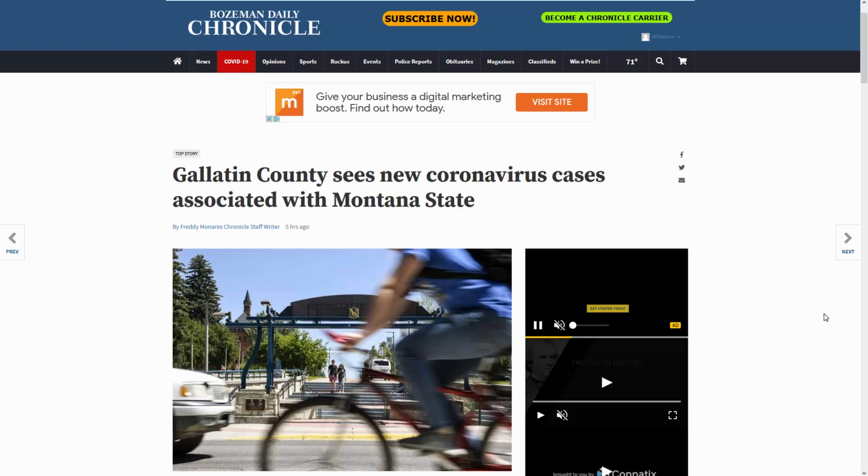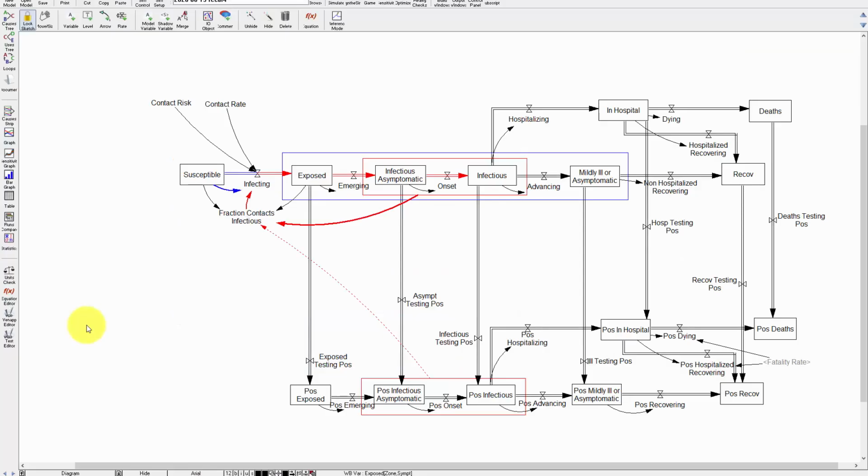Today, the Bozeman Chronicle reports that there are a dozen new COVID cases at Montana State after a week of school. And I just wanted to share how I'm thinking about that in the context of an epidemiological model. This is a high-level view of Ventana Systems' 50-state COVID-19 simulation model.